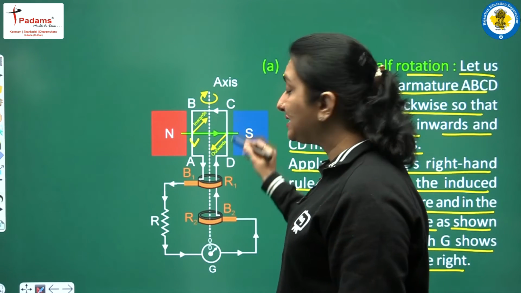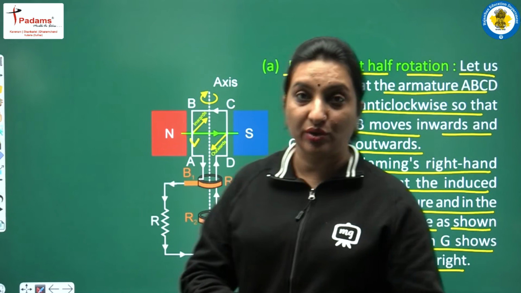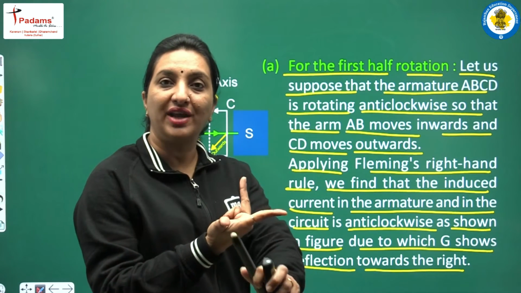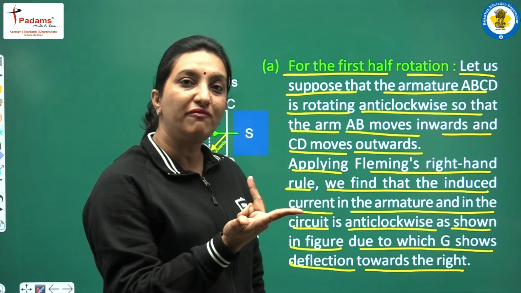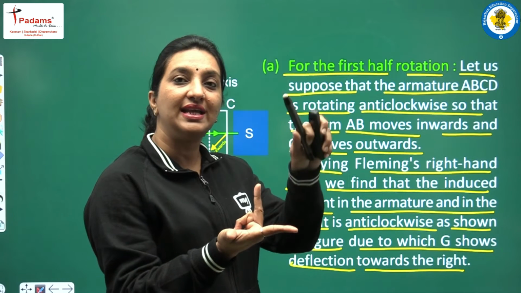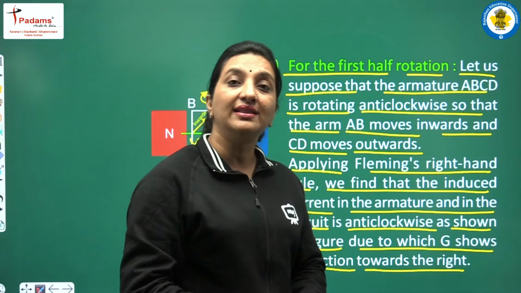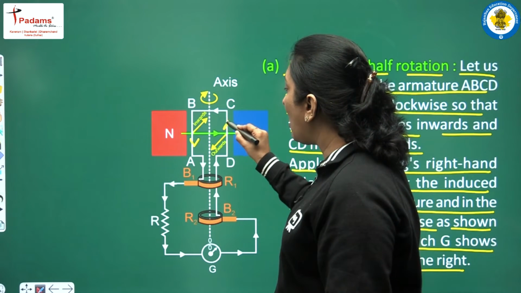Now, in arm CD, which is moving outwards, the direction of magnetic field is like this only. The arm CD is moving outwards, so I have kept the thumb pointing outwards and the forefinger gives the direction of magnetic field. Then what we see is that the direction of induced current is upwards. So what we conclude here is that the direction of induced current in arm CD is upwards.